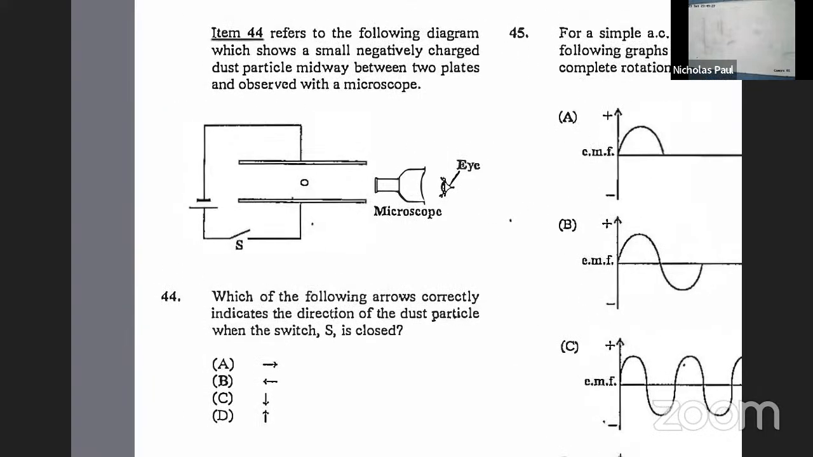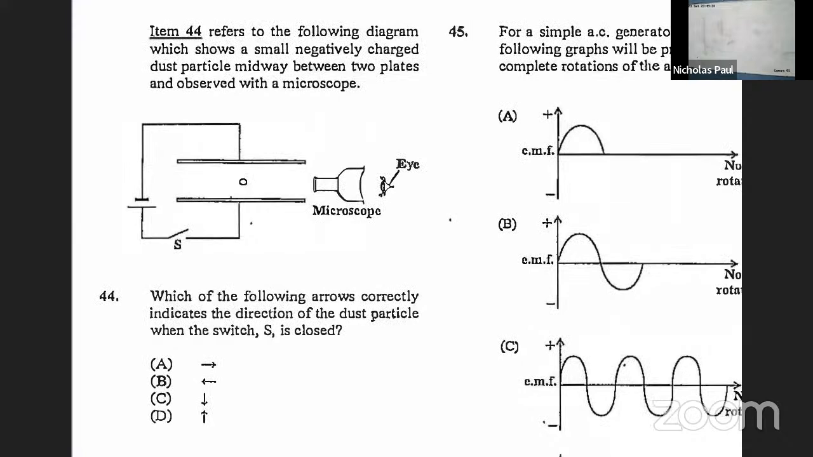Item 44. Read 44. What do you think? C? All right, we will see that now.